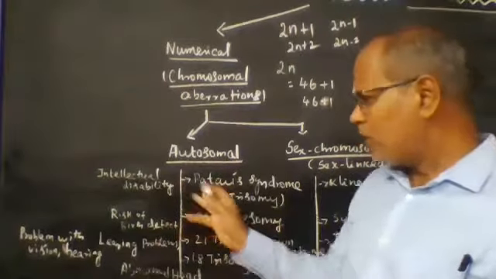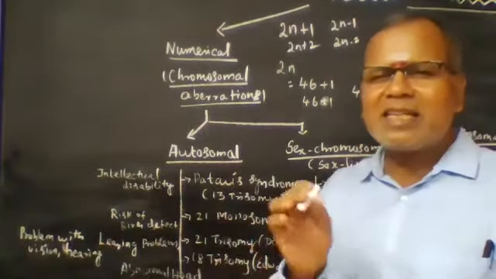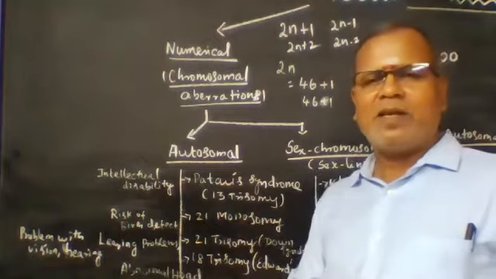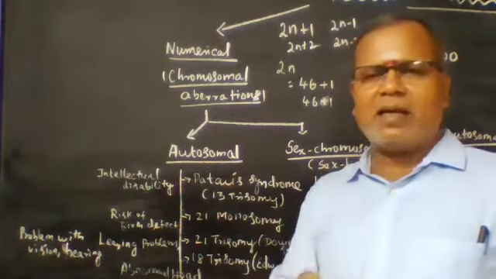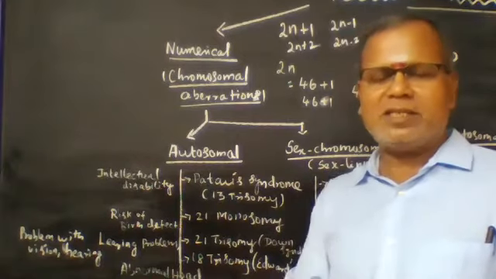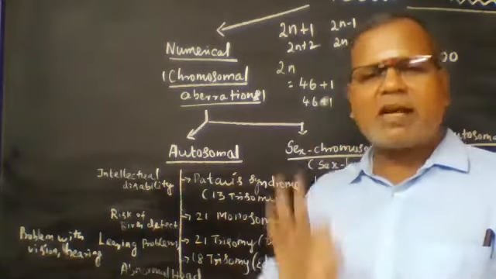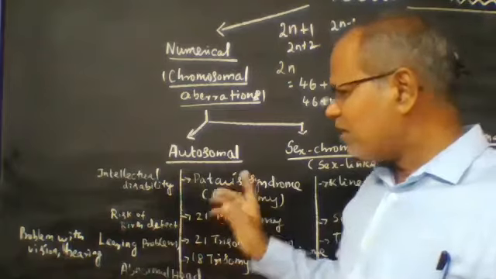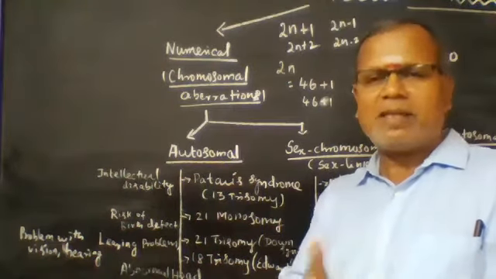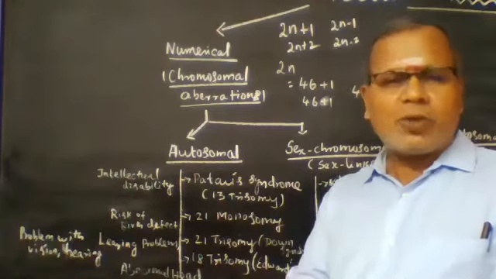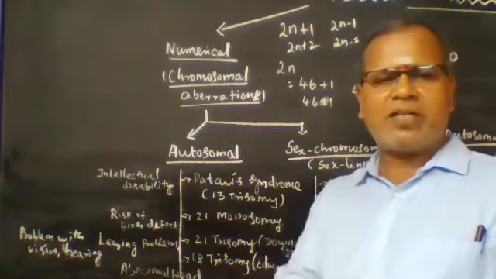The diseases due to autosomal or sex chromosomal abnormality or aberration: number 1, Patau syndrome, also known as 13 trisomy. One chromosome more in the 13th pair. The 13th pair possesses 3 chromosomes instead of 2. We are calling it 13 trisomy. The person with 13 trisomy shows intellectual disability.